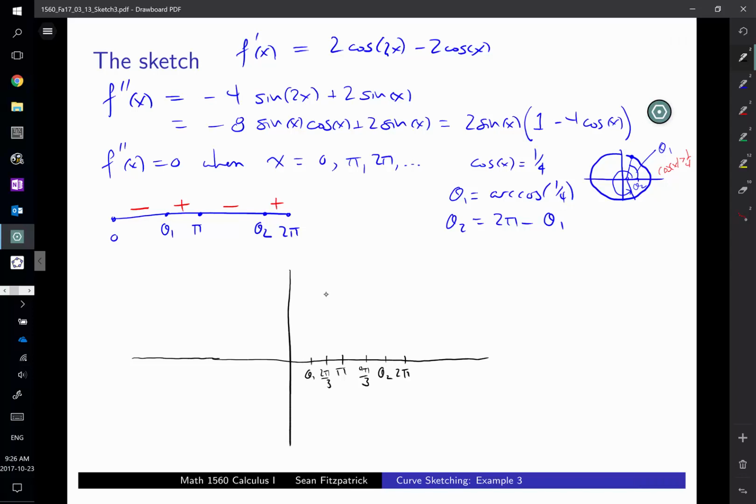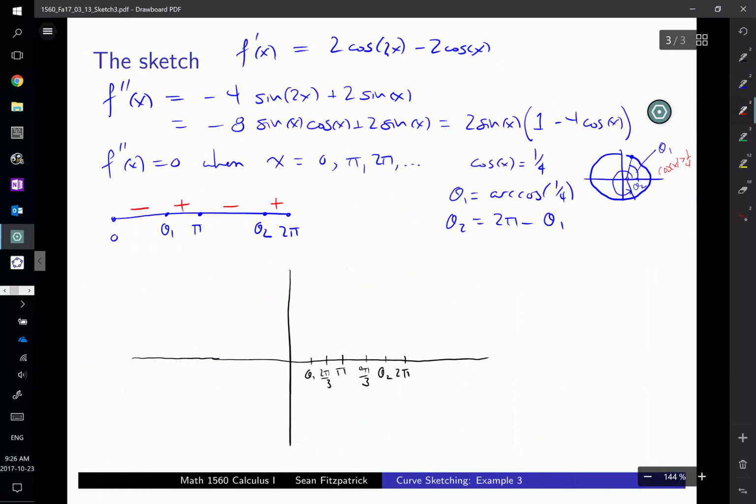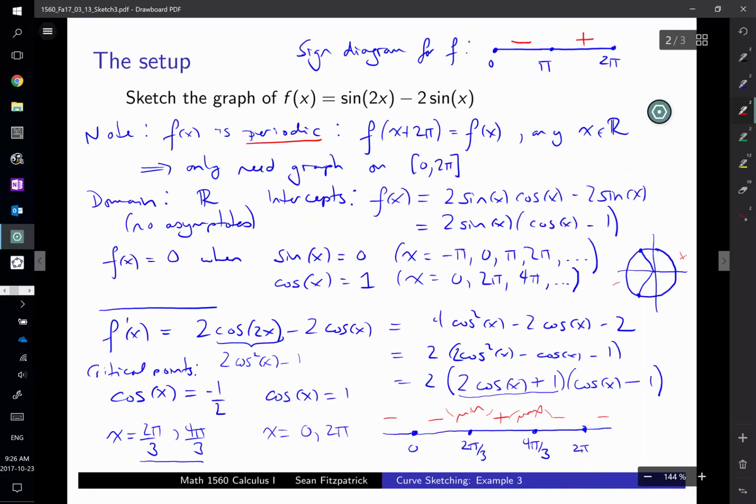Now let's just jump back for a second. Let's look at zeros. What were the intercepts? Every multiple of pi is an intercept, right? So we know that we have zeros here, here, and here. Okay. We know that we have a local min at 2 pi over 3, a local max at 4 pi over 3. And we should actually plug those values in. Let me kind of squeeze that in up here.